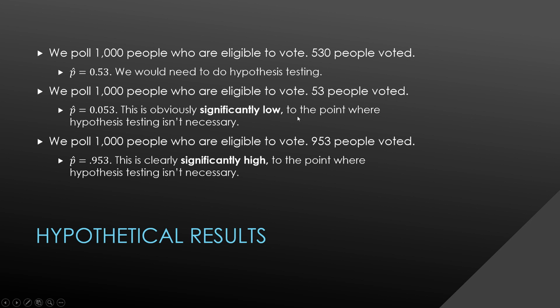On the other hand, these other two are pretty interesting because if only 53 of 1,000 people who are eligible to vote actually vote, I would really recommend that you don't do hypothesis testing here because it is so obviously significantly low compared to 50% that there's just no point to hypothesis test because it's obviously not going to fly. On the other hand, if you do 1,000 people and 953 people vote, then it's so obviously supporting your claim that there's, again, no point to hypothesis test. But this 0.53 sample proportion, this p hat of 0.53, we can go either way on that. There's something to think about.